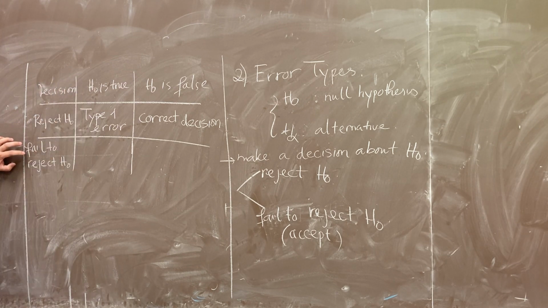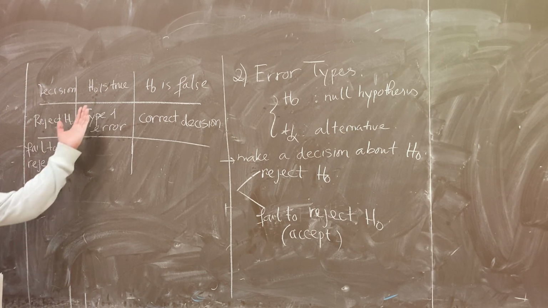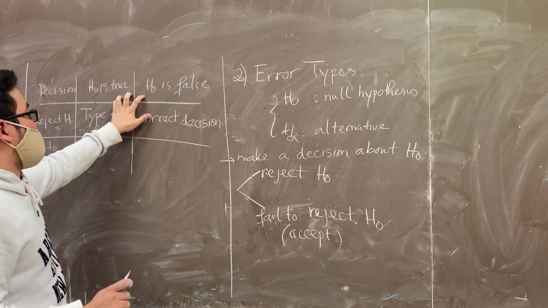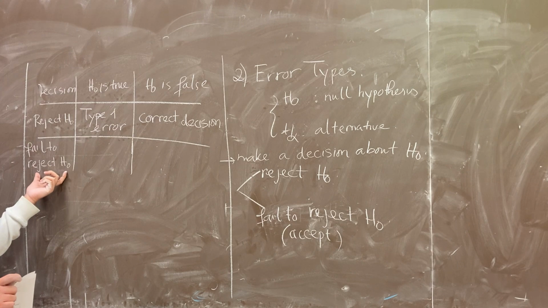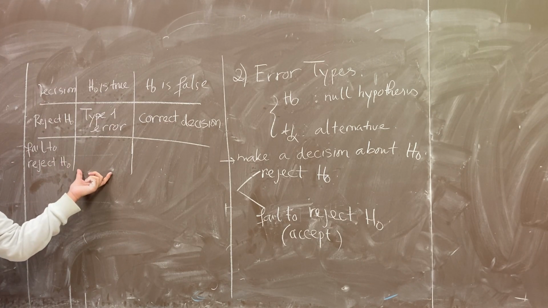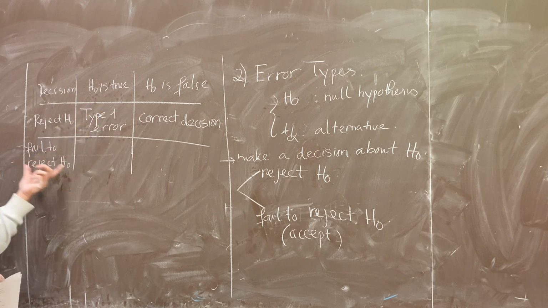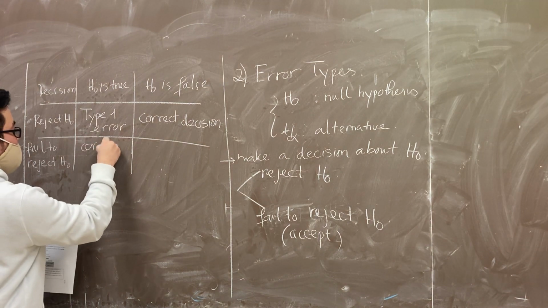The second decision here is we fail to reject H0, or sometimes we call it accept H0. Okay. We will look at the case of H0. When H0 is true and we fail to reject H0, in this case, that is the correct decision, right? That means sometimes we accept H0. That means we will make the correct decision.